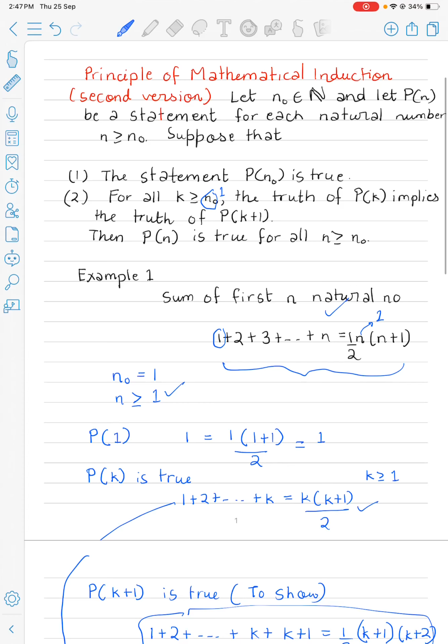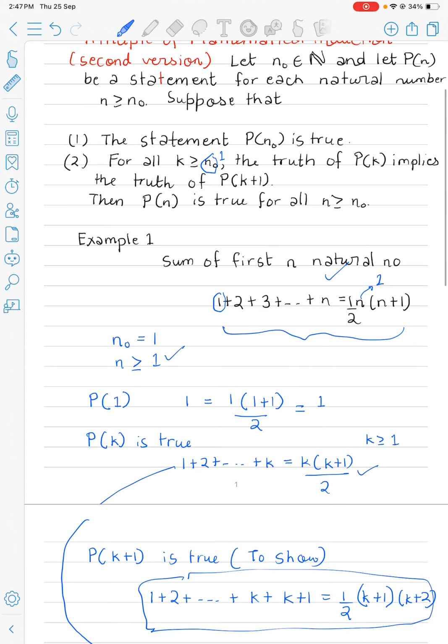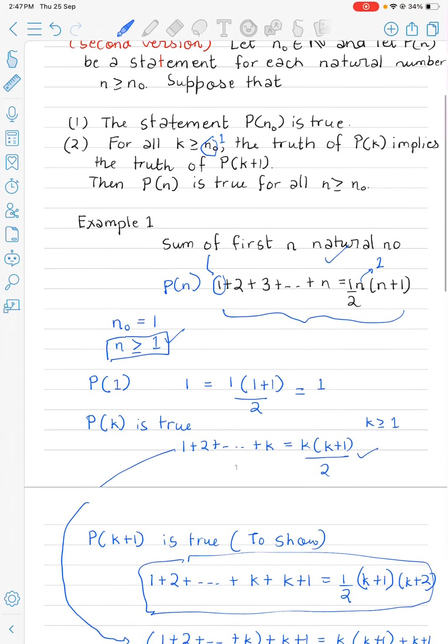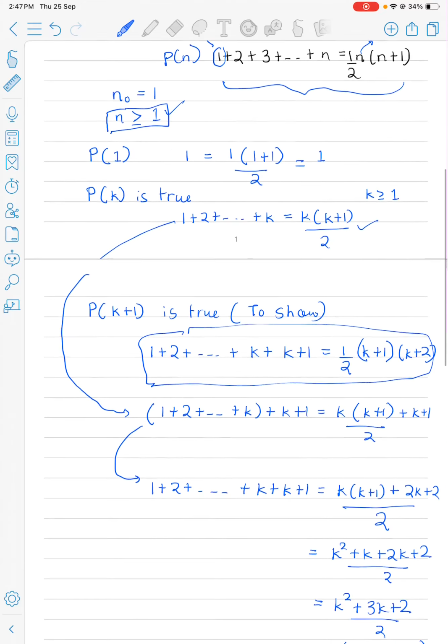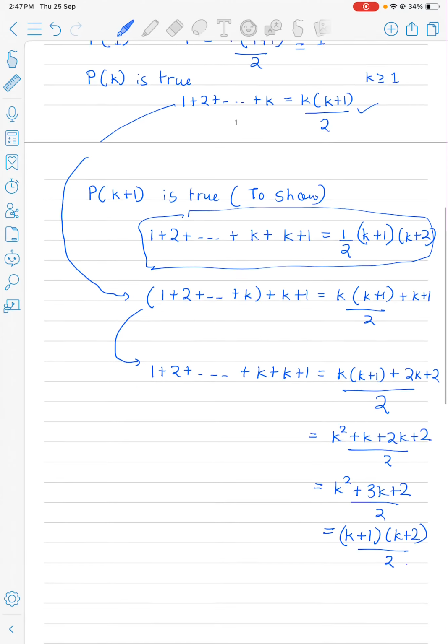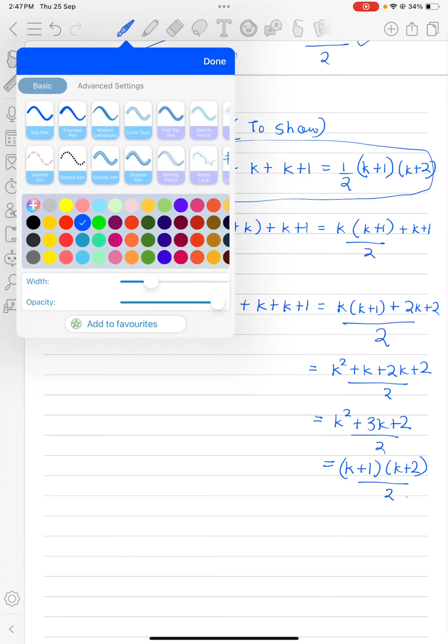So this shows that Pk plus 1 is true, and so by the principle of mathematical induction, we can claim that this Pn statement is true for all n greater than or equal to 1. Okay, now let me wait for 1 or 2 minutes, and I will show you another example. Let's take this example.